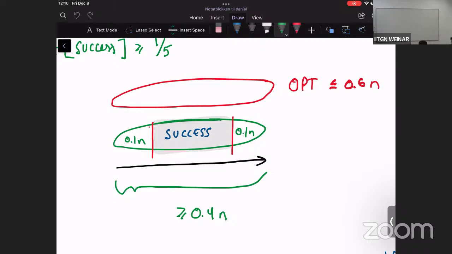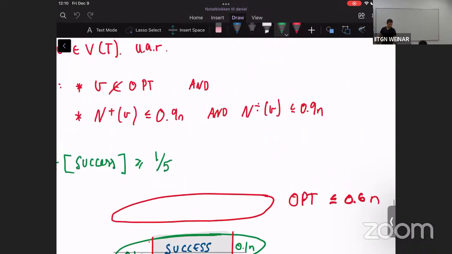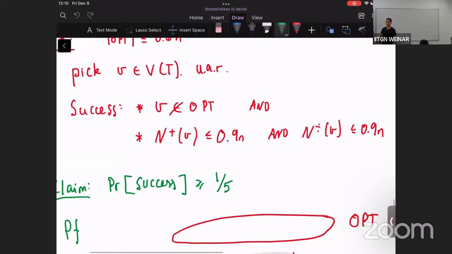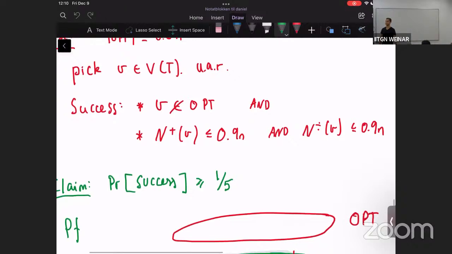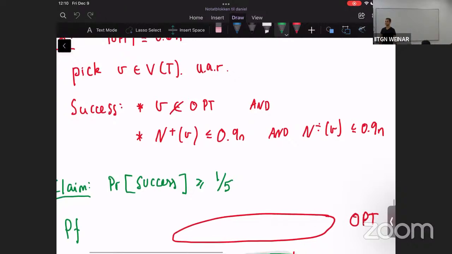So my definition of success in picking v was that v wasn't in the optimum solution, and that his in degree and out degree are not 90% of the vertex set. Remember that in a tournament, the in degree plus the out degree is equal to n. So I want to say that the vertex isn't extremely unbalanced. It's not like everything is in the out neighbors and nothing in the in neighbors, or the other way. So I want the neighborhood to be somewhat balanced.